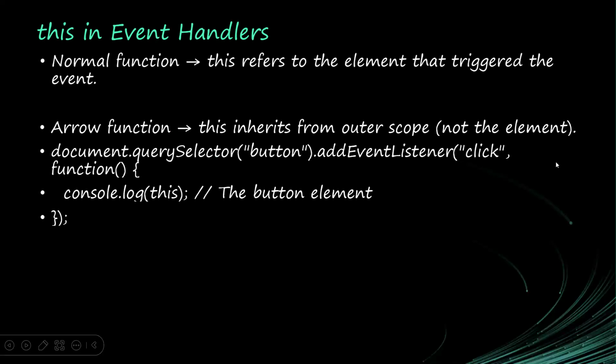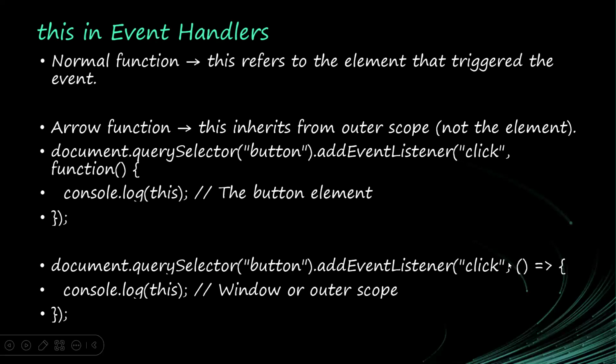But if we had used an arrow function, remember that an arrow function does not have its own this keyword. It refers to the outer scope. Here we are using an arrow function, and in this case it is referring to the outer scope, and the outer scope could be window or any other outer scope. So when you're working with event handlers, if you want to make use of this keyword and refer to the element that you actually selected or handle the event, please make sure that you're not using an arrow function. Make sure that you're using the normal function.